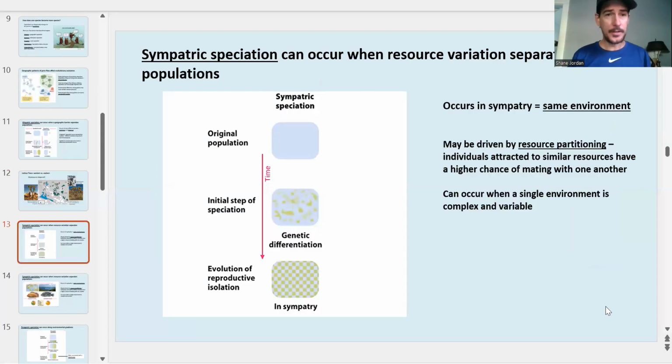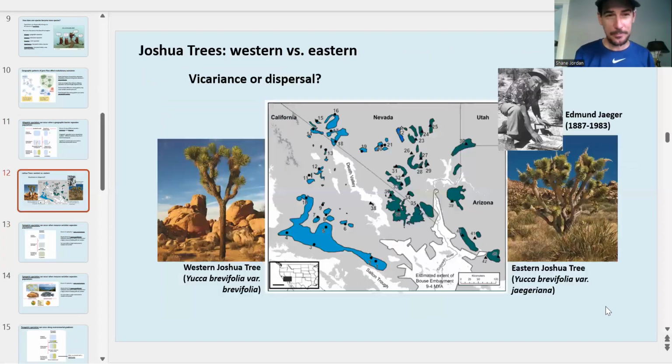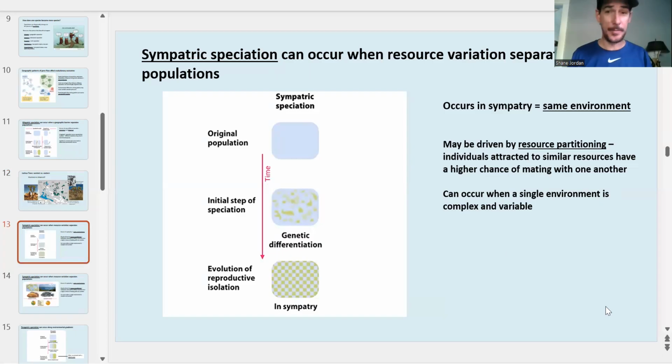The other model we talked about was sympatric speciation, or sympatry. This basically occurs when resource variation separates populations. I should point out that sympatry is a fancy term for same environment. So this is speciation that's happening within the same environment, as opposed to different environments, as we saw with allopatry, which means different countries or different environments.